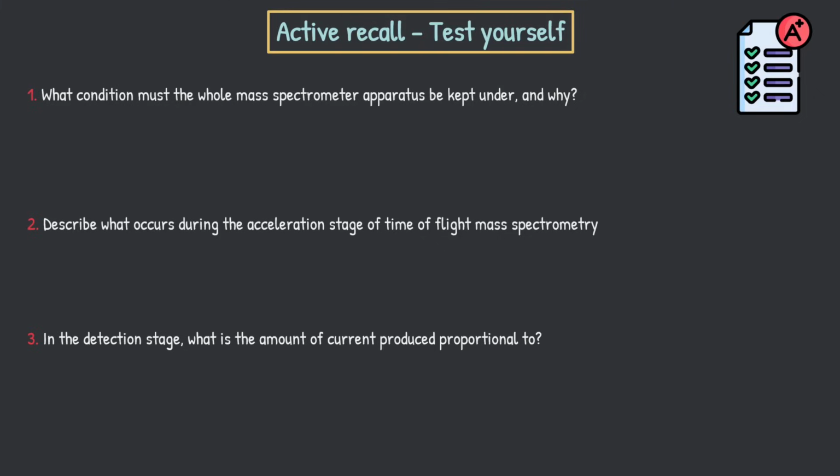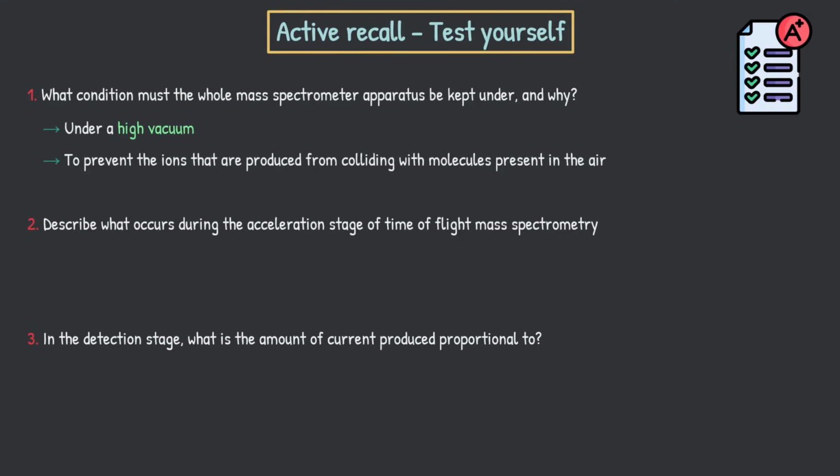Right, question 1. What condition must the whole mass spectrometer apparatus be kept under, and why? Do you remember why this is? And the reason for this is to prevent the ions that are produced from colliding with molecules present in the air. So remember, we have 2 different forms of ionization that can be used. Ions are going to be produced, and these ions can potentially collide with molecules that are in the air. That's why we have a vacuum.